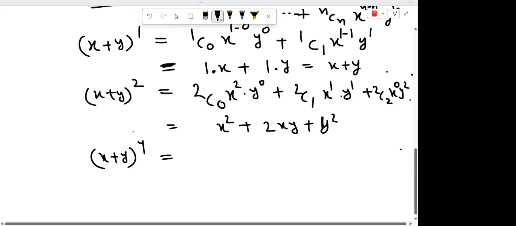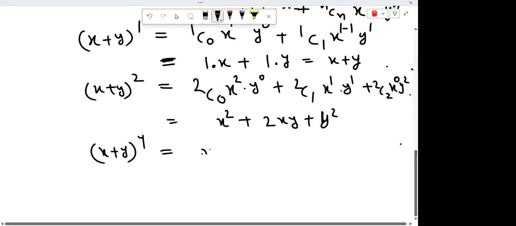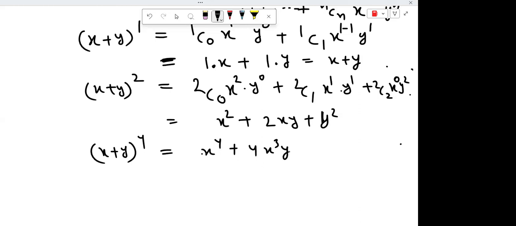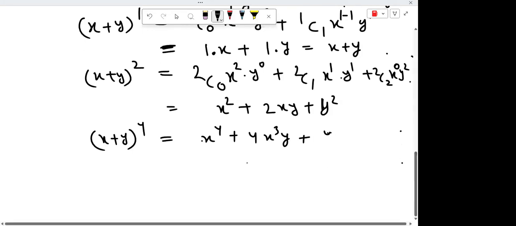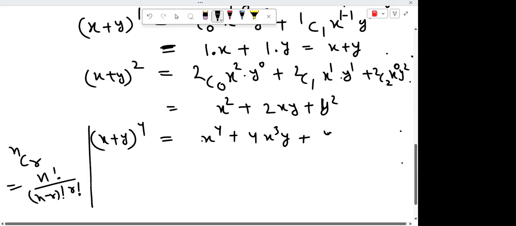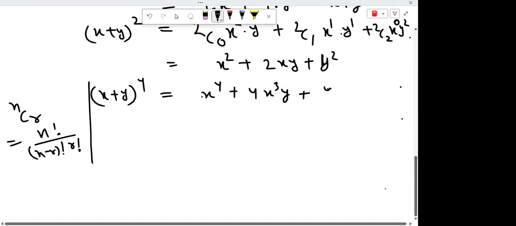Okay, what will be the answer? X raised to 4 plus 4x cube y plus 4c2 x square y square plus... What is the value of 4c2? You have to find the value of 4c2 also. If you do not remember, nCr is n factorial upon n minus r factorial into r factorial. Okay, yes, sir. So please find the final answer.